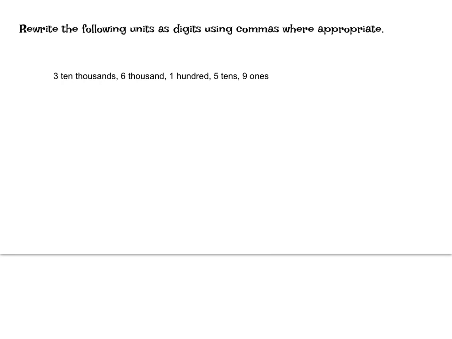Okay, let's try another one. Rewrite the following units as digits using commas where appropriate. So we want to write it in standard form. Please solve this problem and press play when you think you have the answer. Okay, great. Check your answer. Do you have 36,159? Good job.